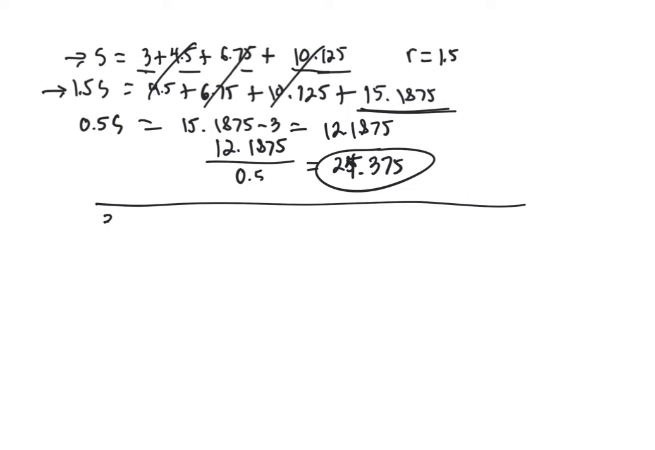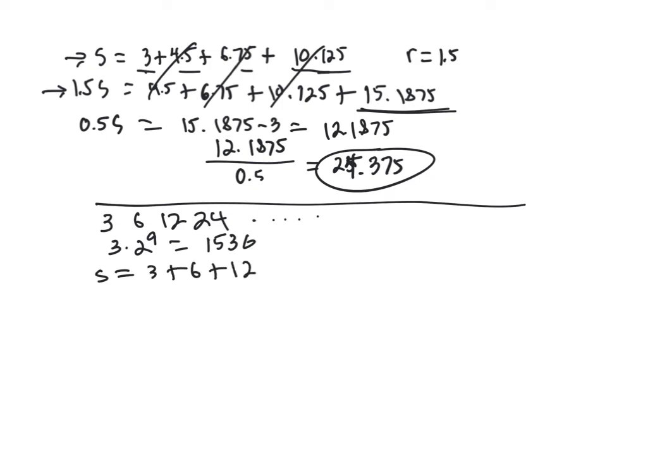Let's say we start with 3, 6, 12, 24, and so on. Okay, we want to know the sum of the first 10 terms. So the 10th term is going to be equal to 3 times 2 to the 10 minus 1, or to the 9th, which is going to be equal to 3 times 512, or 1536. Okay, so what we need to know now is that s is equal to 3 plus 6 plus 12 plus 24, all the way up to plus 1536.